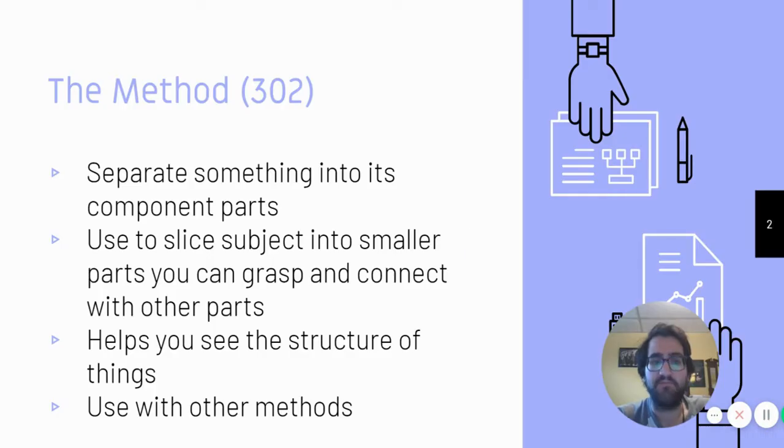This method is separating something into its component parts. You're trying to slice a subject up into smaller parts that you can grasp and connect back to the other parts that make up that subject. And it's really used to help you see the structure of things. It's important if I want to understand how something works, I need to see how everything fits together.